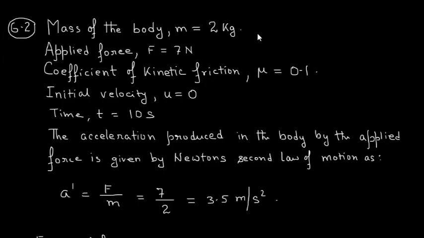So, it is given that mass of the body is 2 kg. Applied force F is equal to 7 Newton. Coefficient of kinetic friction mu is equal to 0.1. Initial velocity u is equal to 0. Time t is equal to 10 seconds. Acceleration produced in the body by the applied force is given by Newton's second law of motion as a' is equal to F by m, that is equal to 7 by 2, which is equal to 3.5 meter per second square.